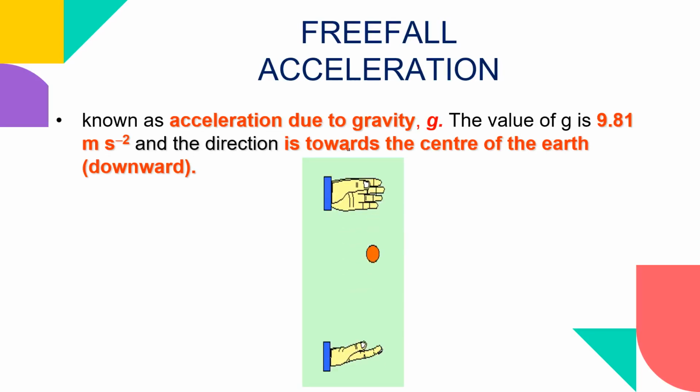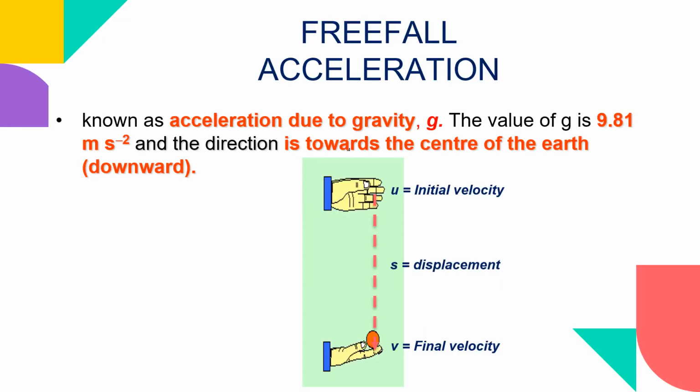Let's say a ball is released from a certain height. The symbol for initial velocity is u, and the final velocity is v. And for displacement it is s. Remember, the displacement is measured from the initial point to the final point.